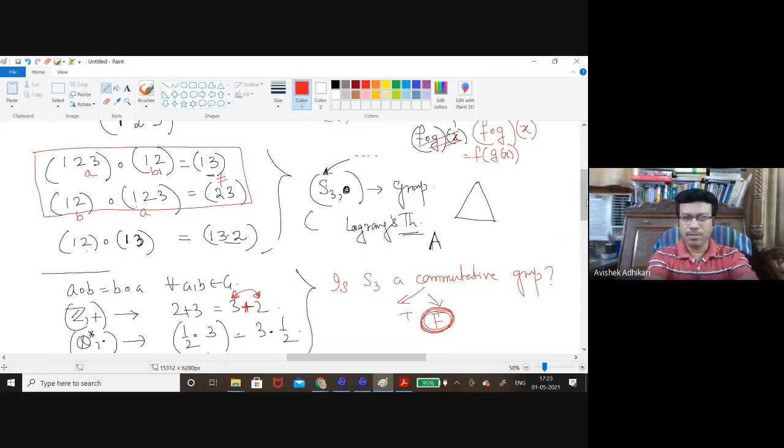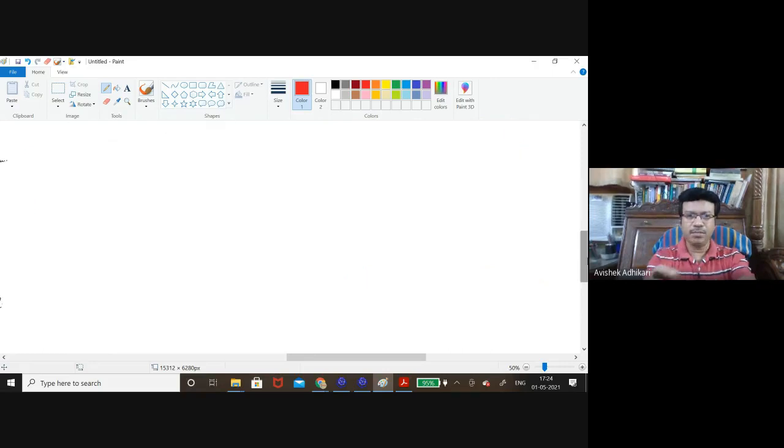Okay. Now I'm going to give you another very important example that is widely used in cryptography. So just now we have already seen the idea of Z. Z we have already seen.